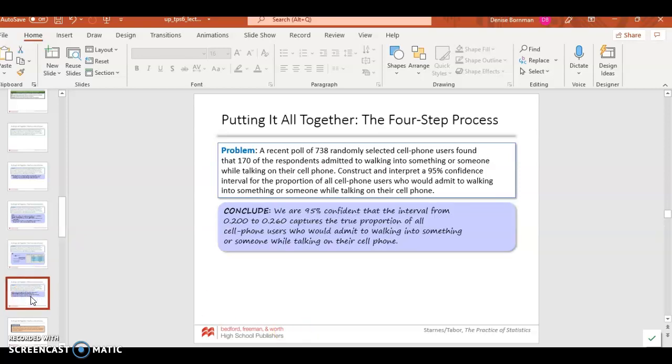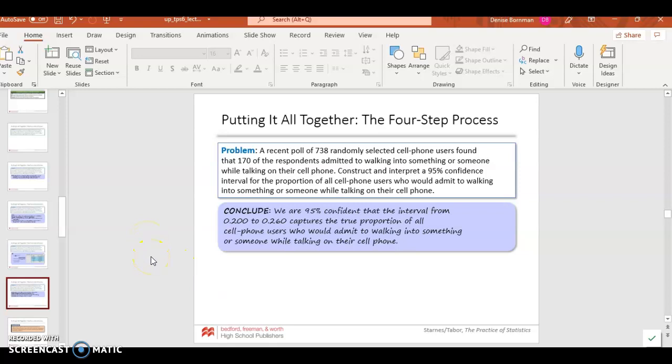Then the conclude, that's the easy part. That's the fill in the blanks. We are 95% confident that the interval from 0.2 to 0.26, or if you use the calculator, you'd say 0.261, captures the true proportion of all cell phone users who would admit to walking into something or someone while talking on their phone. So here's an example of the four-step process.